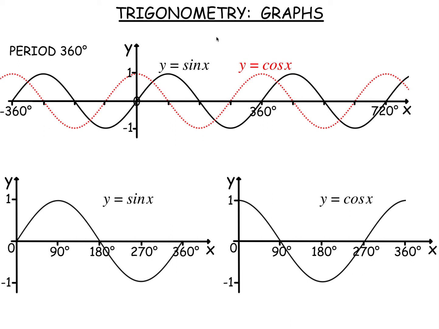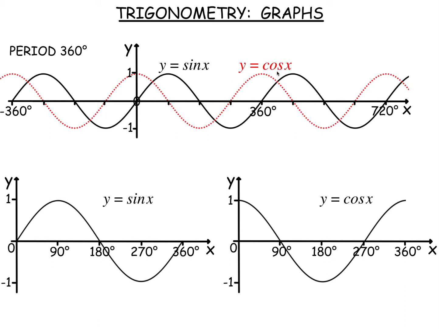The first video on trig graphs introduced the graphs of the sine and cosine functions. Here is y equals sine x. Starting at the origin, it oscillates around the x-axis, peaking at 1, dipping to -1, and at 360 degrees it's completed a cycle. That's the period, because it just repeats itself in the next 360 degrees and so on.